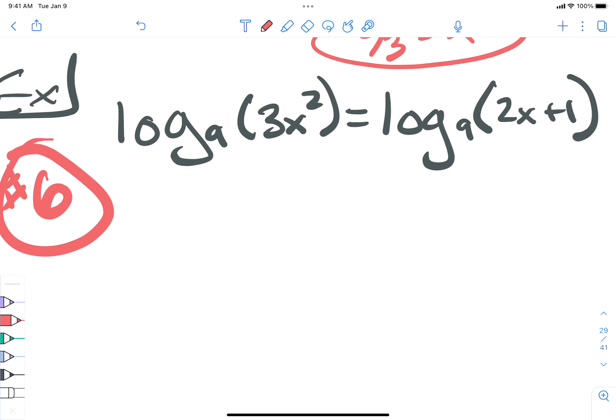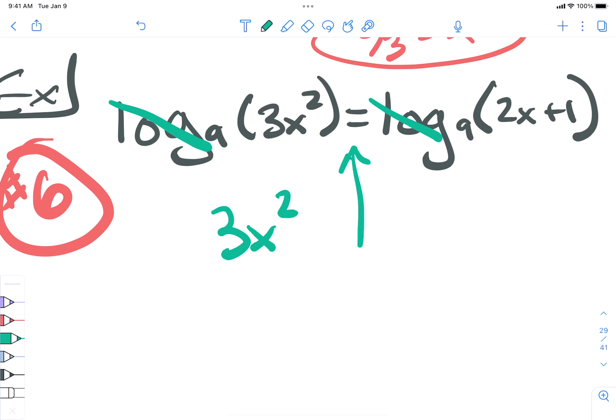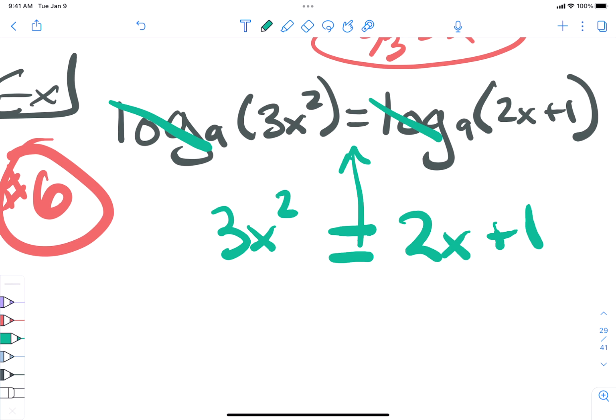Okay? All right. What do you got? What'd you do? Cross out the logs. Okay, I agreed. 3x squared equals 2x plus 1. Now what? Minus 3x squared. Make it into a simple trinomial. No, it's a complex trinomial.